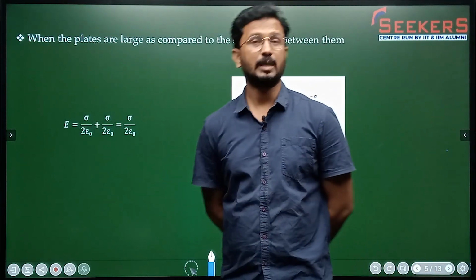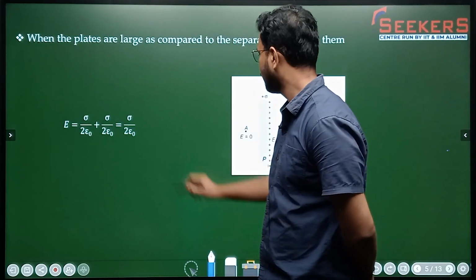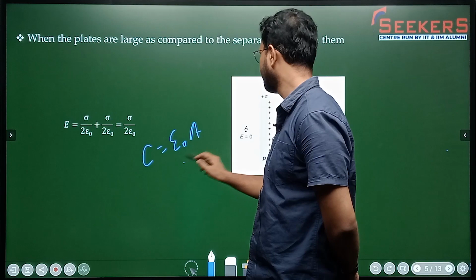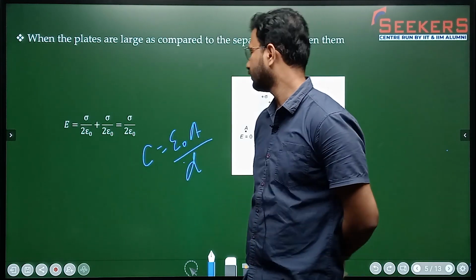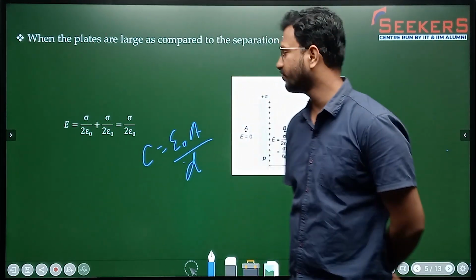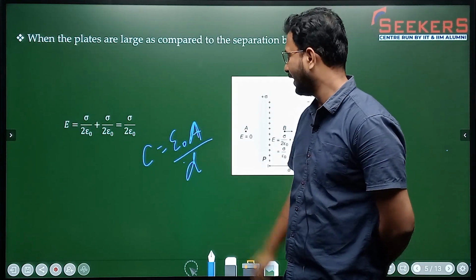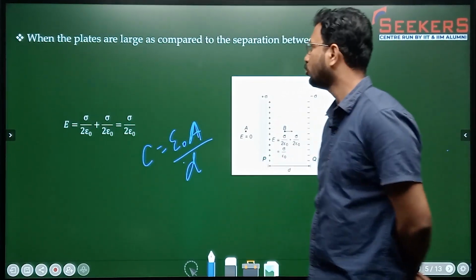What is the capacitance of a parallel plate capacitor? Capacitance will be equal to epsilon naught A by d. Epsilon naught is a constant, the permittivity of vacuum or permittivity of free space. A is the area of the plate and d is the distance between the two plates.